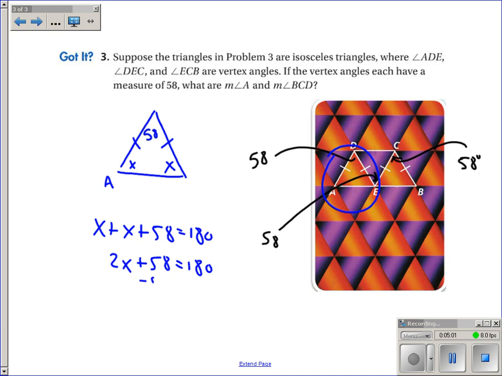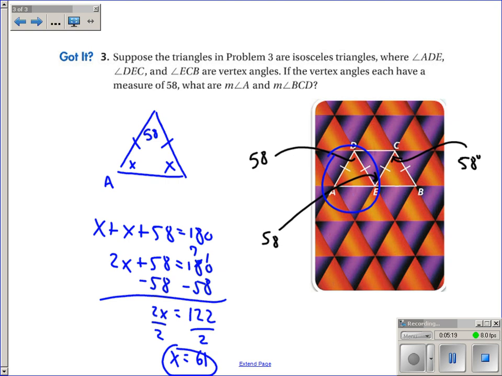And I solved this by subtracting 58 from both sides. Okay, and then divide both sides by 2. And x is equal to 61. So that's the measure of angle A.